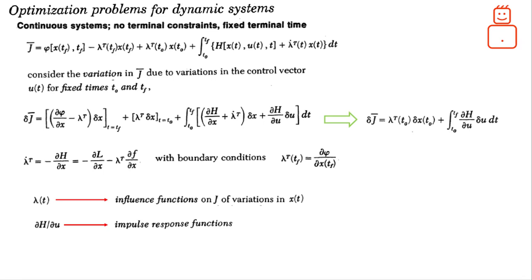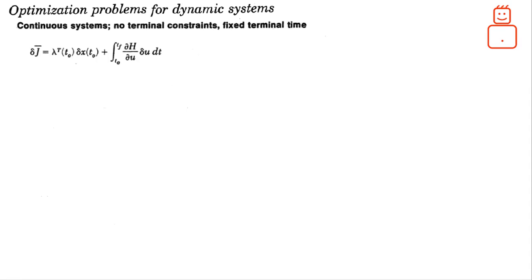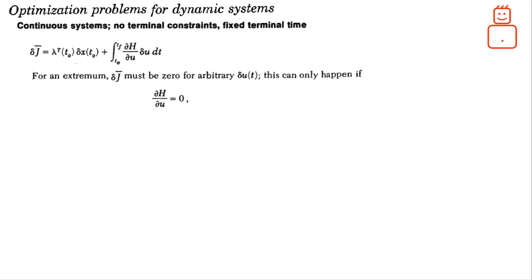Now, as we simplify the delta J bar as shown, we can say that for an extremum, the variation in J bar must be 0 for arbitrary given variations in the function u of t. This only can happen if the partial derivative of the defined function H with respect to the control action function u of t is 0.